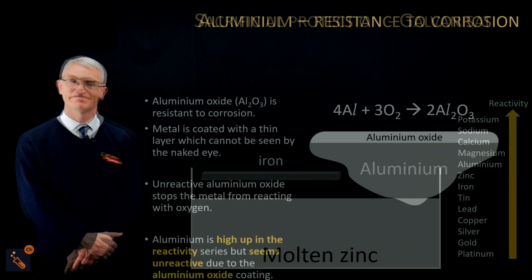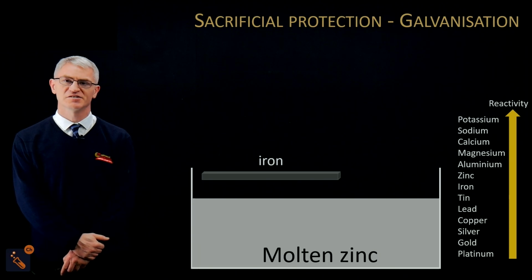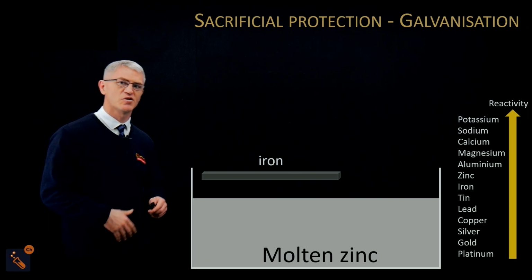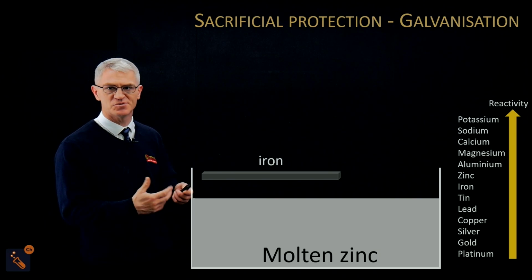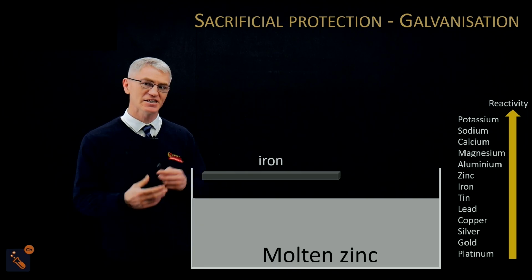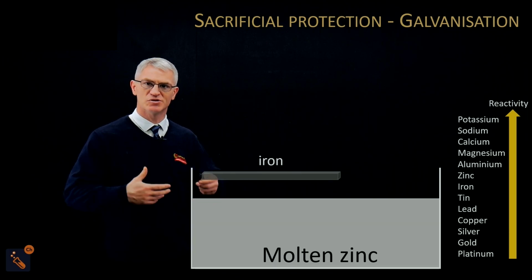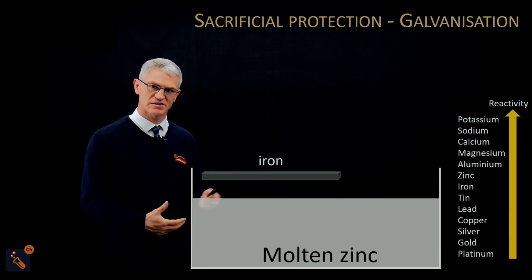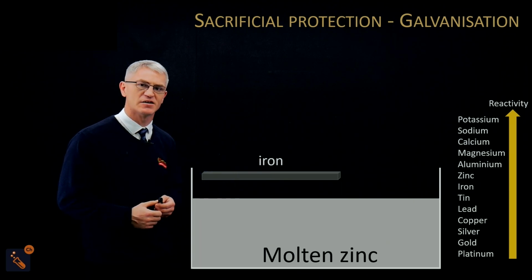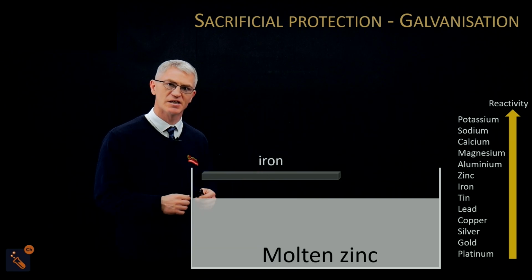Our final example is galvanization, which is a specific example where you coat a metal object with zinc. Now, zinc is not very reactive at normal temperatures with oxygen, water and things like that. So it's a good way of coating.